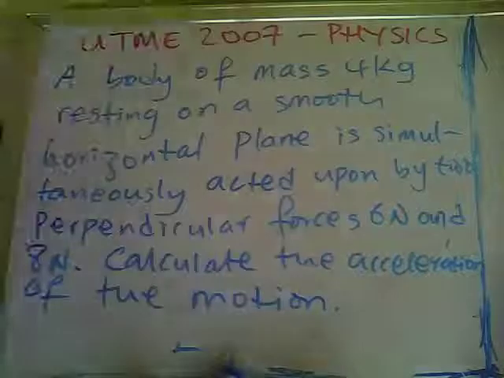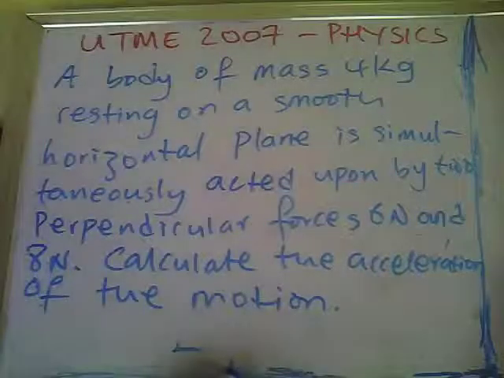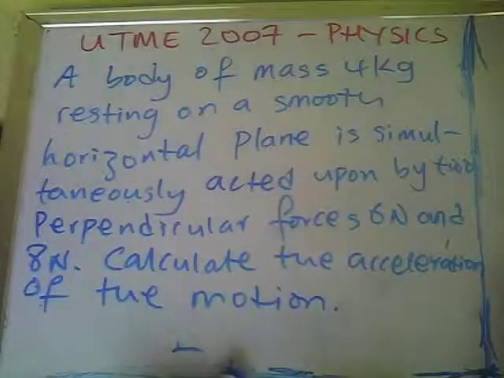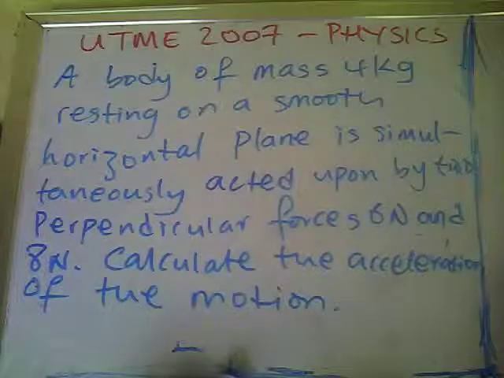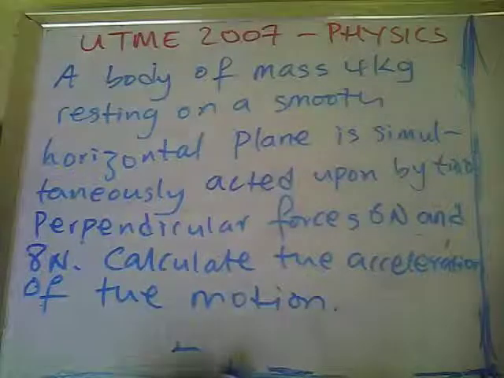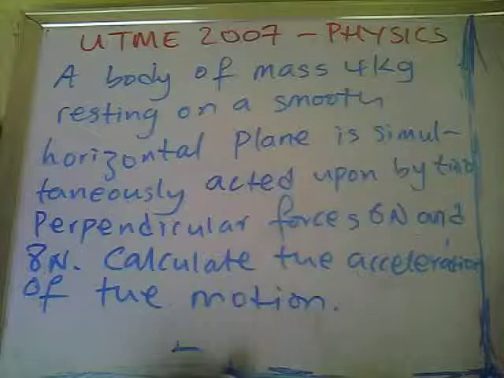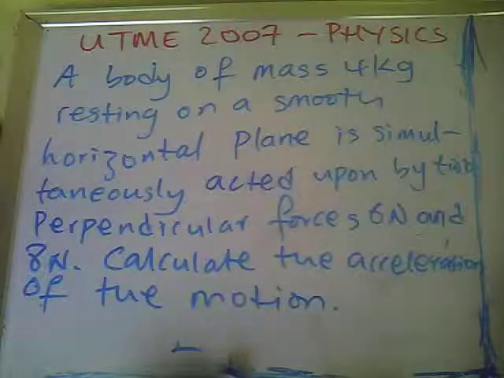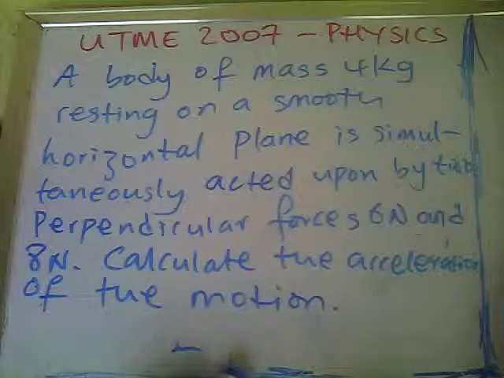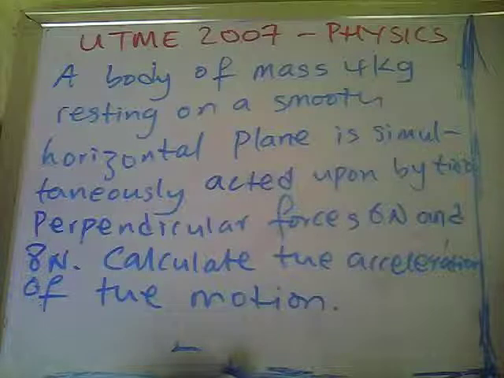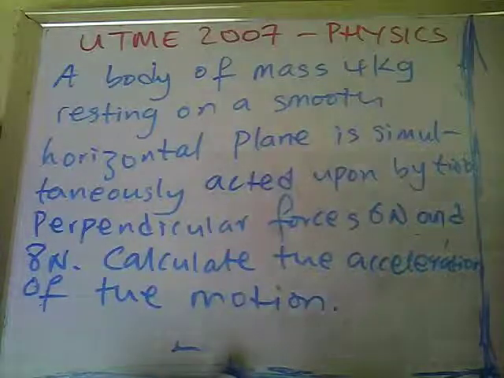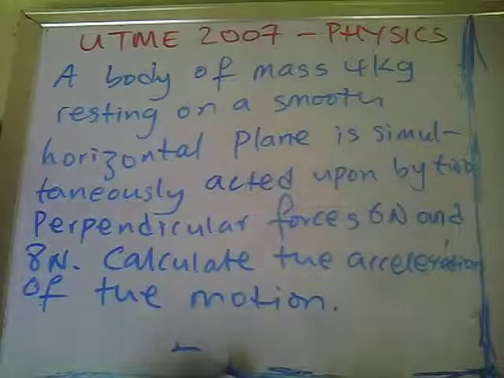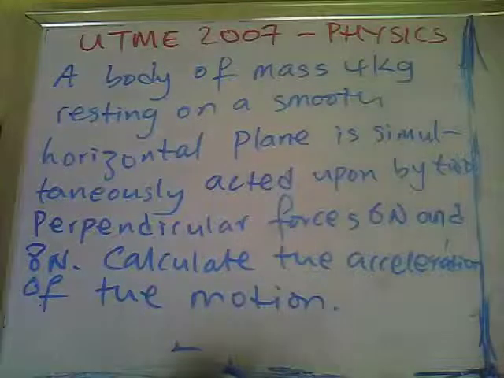You have a question: A body of mass 4 kilogram resting on a smooth horizontal plane is simultaneously acted upon by two perpendicular forces, 6 Newton and 8 Newton. Calculate the acceleration of the motion.